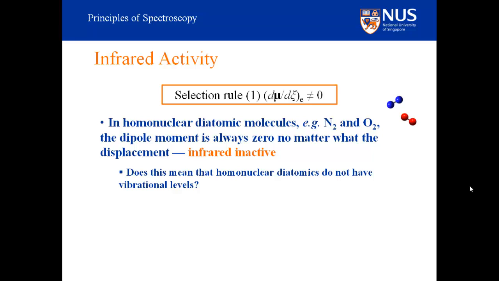It does not mean that homonuclear diatomics do not have vibrational levels. It just means that I cannot use electromagnetic radiation to excite the molecule from one vibrational state to another. In just the same way, I cannot excite a homonuclear diatomic from one rotational state to another using microwave radiation. But the vibrational levels, of course, do exist. The Schrödinger equation tells us what the energies of those levels are.